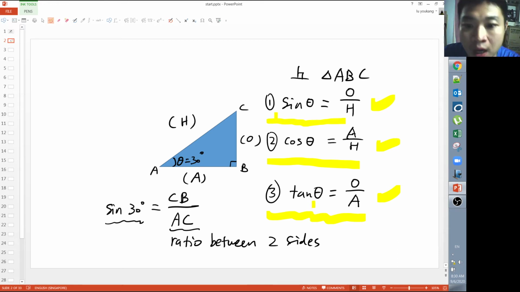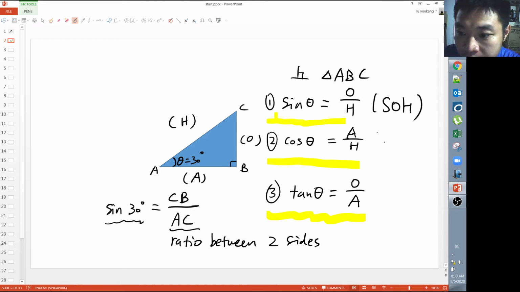Alright, so how do you remember these three rules? Okay, actually there is a shorthand you can memorize to remember these three rules. So over here we talk about SOH, which is pronounced so, and this is called CAH, and over here is called TOA.